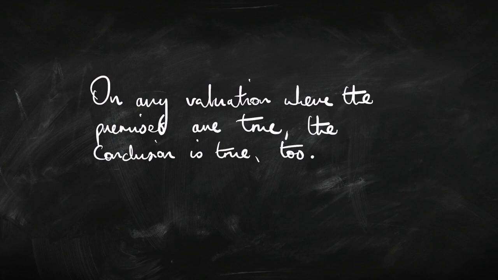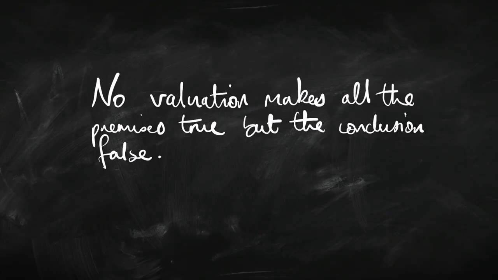Okay, what's our definition of that? Basically, entailment is a guarantee that if the premises are true, then so is the conclusion. More precisely, that means on any valuation, on any line of the truth table, if the premises are true, then the conclusion has to be true too. That's a positive way of putting it in terms of any valuation. But here's a negative way of putting it. It can't be the case that some valuation makes the premises true and the conclusion false. So no valuation makes all the premises true, but also the conclusion false. They're equivalent ways of defining entailment.